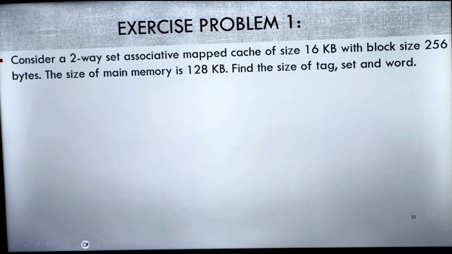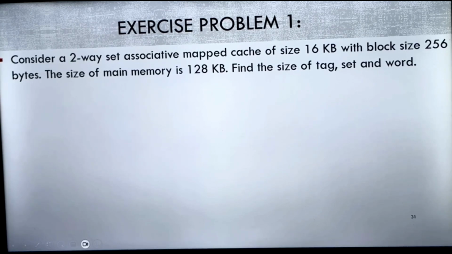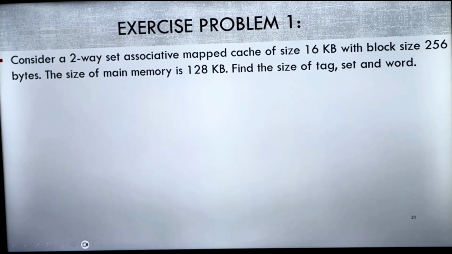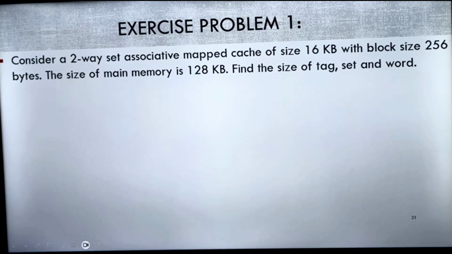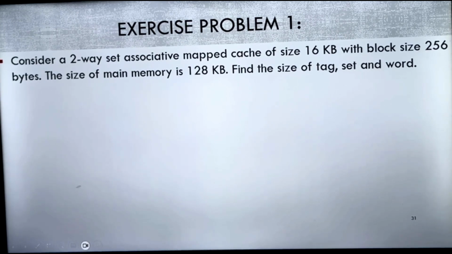Fine. The size of cache is 16 KB, with a block size of 256 bytes. Remember, whenever word size is not mentioned, 1 byte equals 1 word. You have to understand that. So in each block, how many words are there? 256. Fine. The size of main memory is 128 KB. Find the size of tag, set, and word.